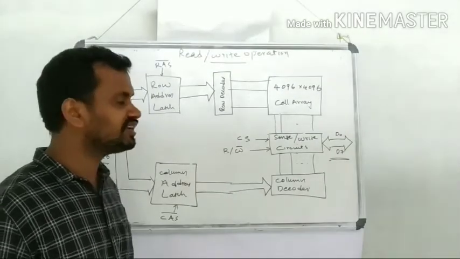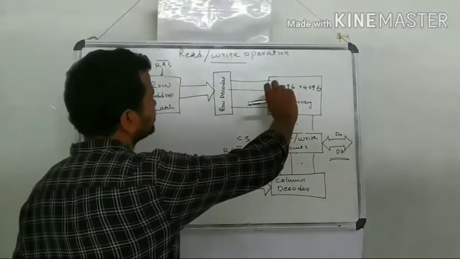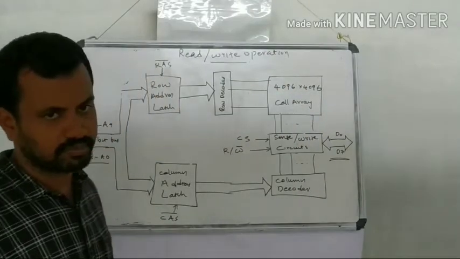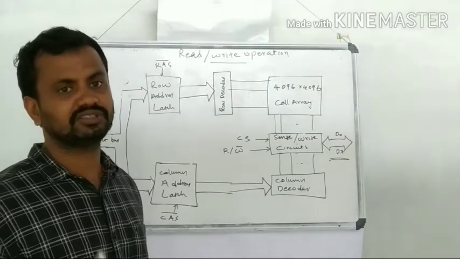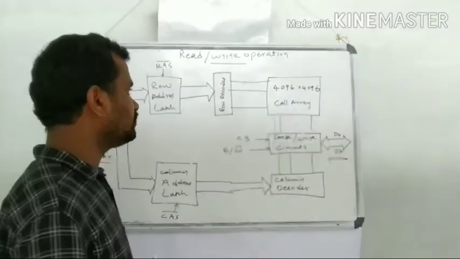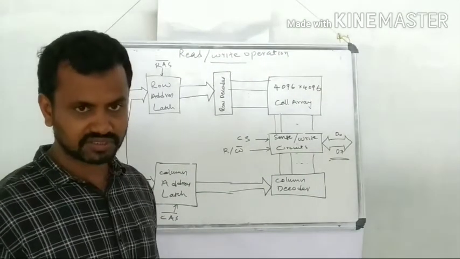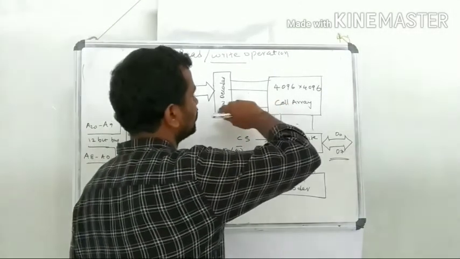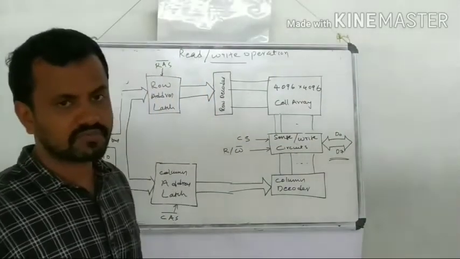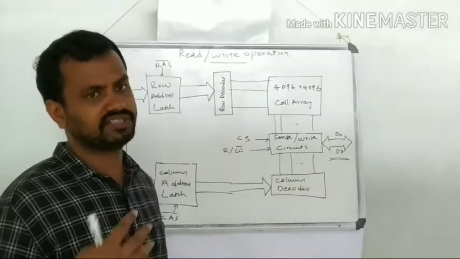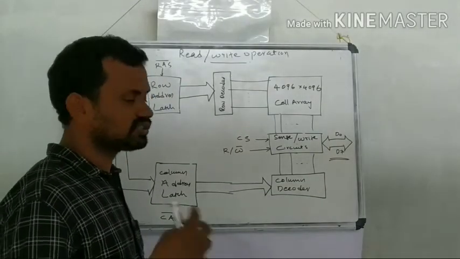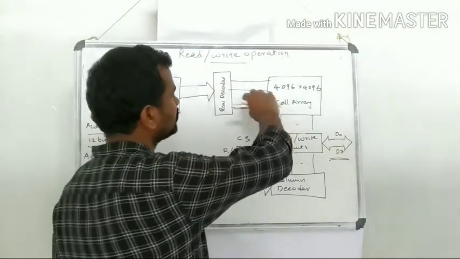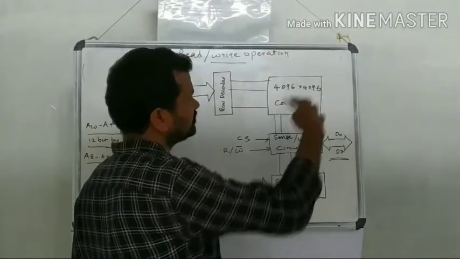We already explained that the information is stored as charge on the capacitor. So there is a chance of leakage current, and the charge may leak from the capacitor. So we have to dynamically refresh the content of each row. To perform this refresh operation, there must be a refresh circuit. The refresh circuit will select each of these rows and then refresh the content of that row.